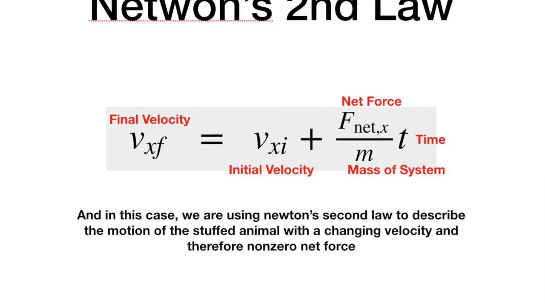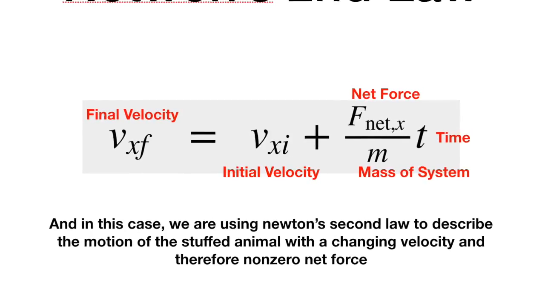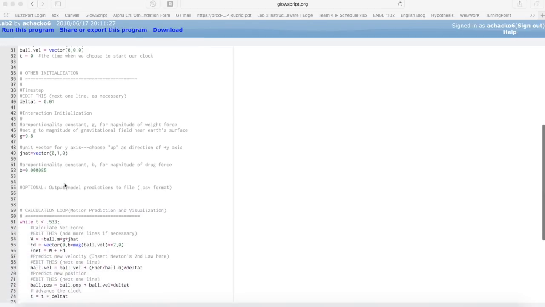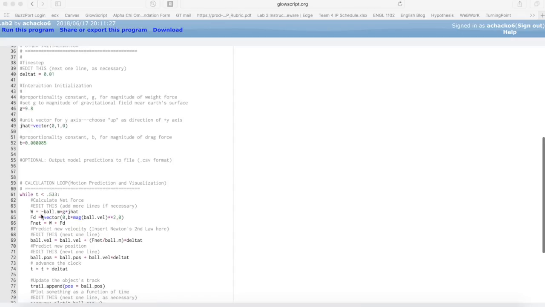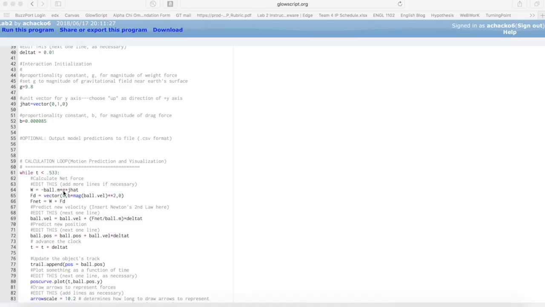We are using Newton's second law to construct the computational model of the stuffed animal's motion with the changing velocity and therefore non-zero net force. See in the code, I plugged in the stuffed animal's mass, its initial position, velocity, and time. Also, because there is a non-zero net force, we have to factor in first the gravitational force, W equals negative mg j hat, where m is the mass of the stuffed animal, g equals negative 9.8, and j hat is the unit vector. We set the while loop so that it ends at the stop time 0.533 seconds and plug the weight force in for the net force in Newton's second law.